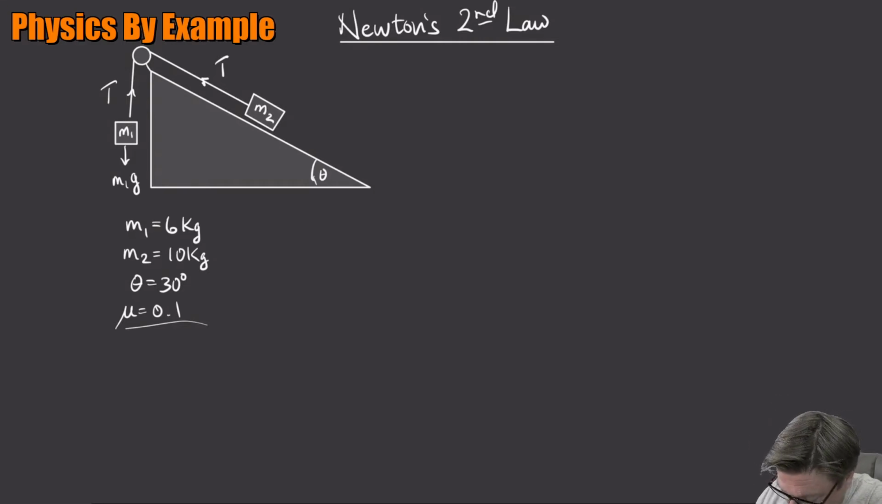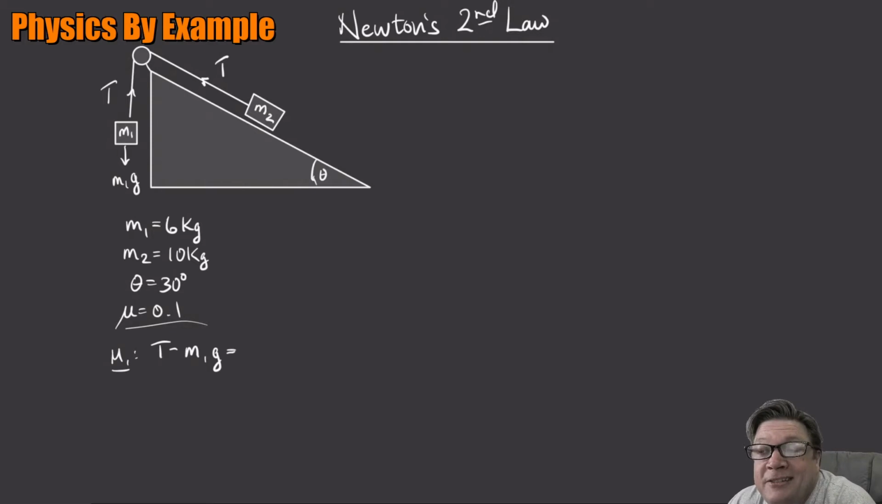So for M1, I've got T minus M1G. T's up, M1G is down, and that's going to equal, again, not 0, because this system is going to be accelerating. I put in some masses for M1 and M2, so the masses aren't equal, and the plane is inclined, so maybe this thing is going to slide up or down a little bit. So I better make this M1 times A. Mass times how it's going to accelerate. Cool.